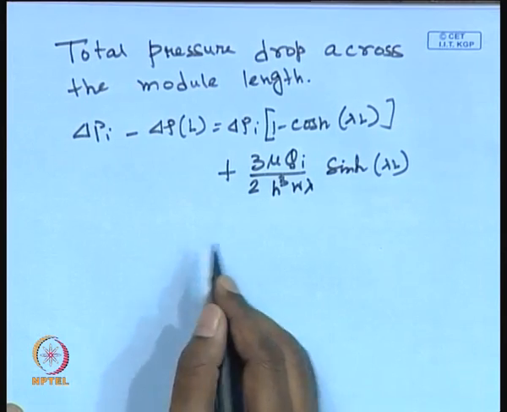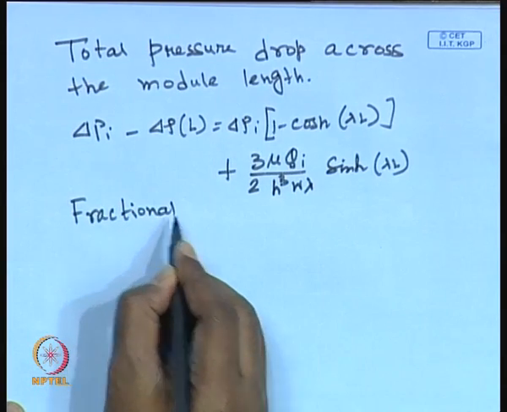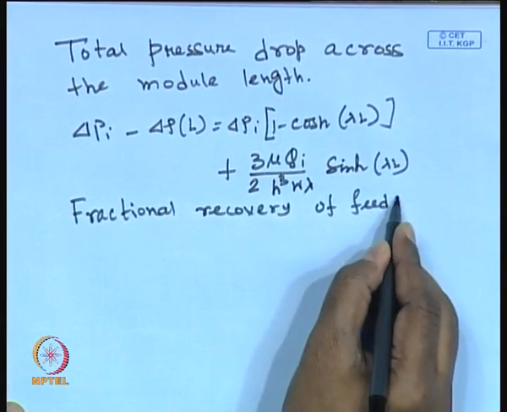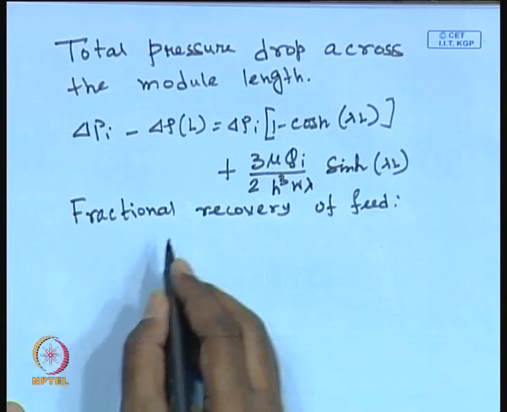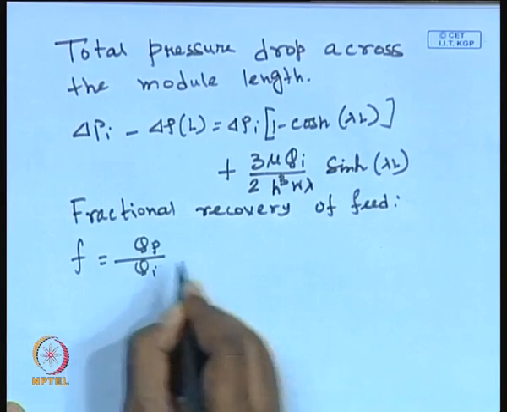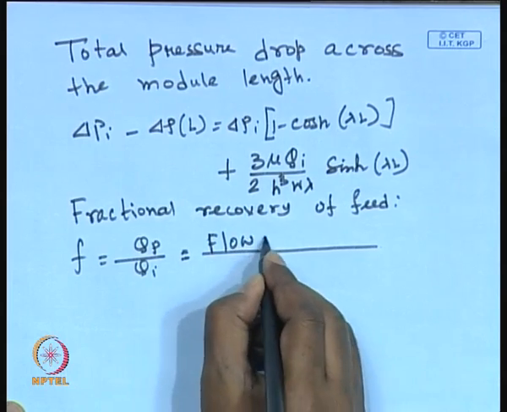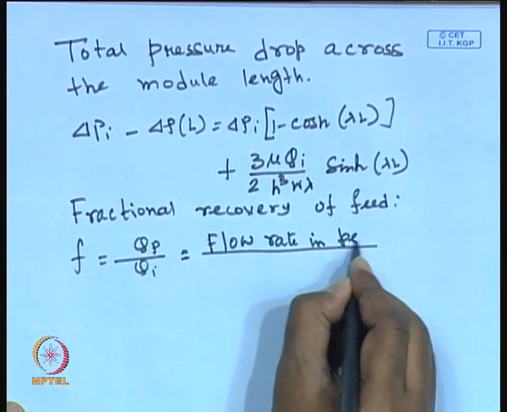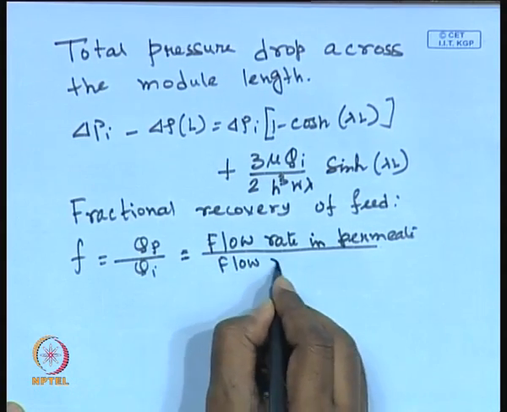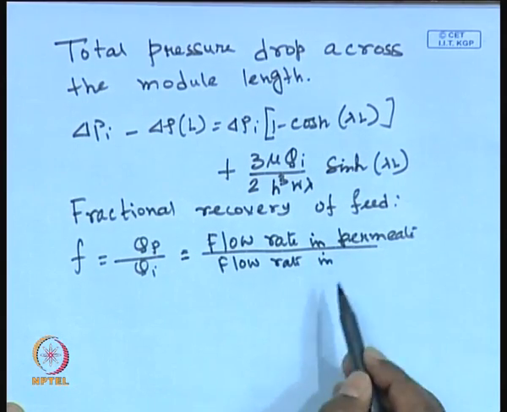Now, we can define the fractional recovery of the feed, of the complete module. This is defined as Qp divided by Q in. That means the total flow rate you are getting out in the permeate divided by the flow rate in. That means material going out in the permeate divided by material going into the system per unit time.